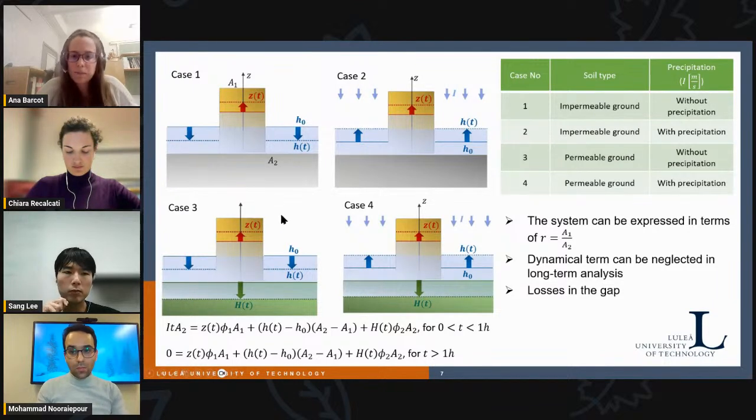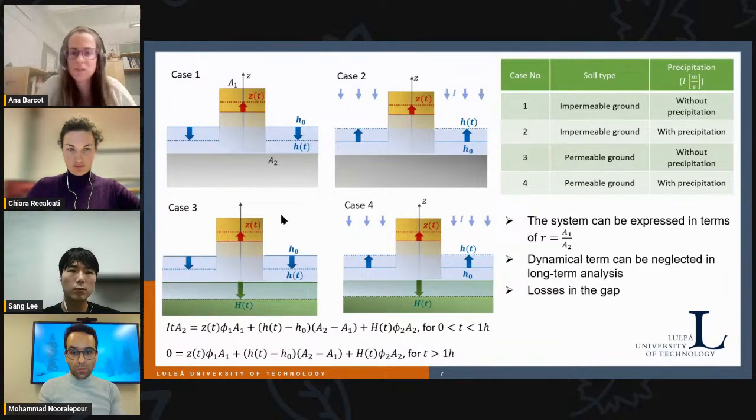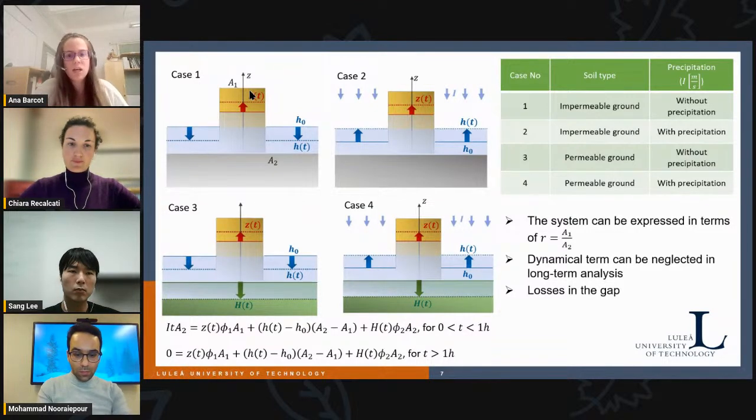Interestingly, the system can be expressed as a set of equations. As I already said on the first slide, you can check the paper, where all of the derivation details are provided. The system can be expressed in terms of the surface ratio, which is equal to the surface area of the model divided by the surrounding surface area of the ground.